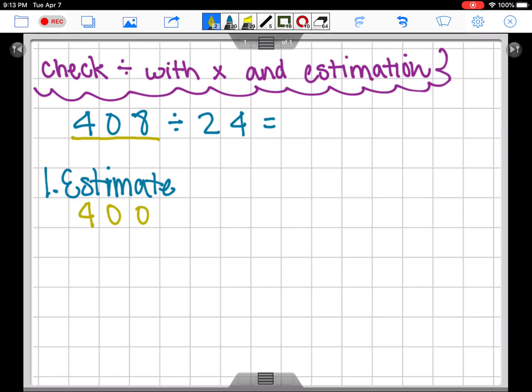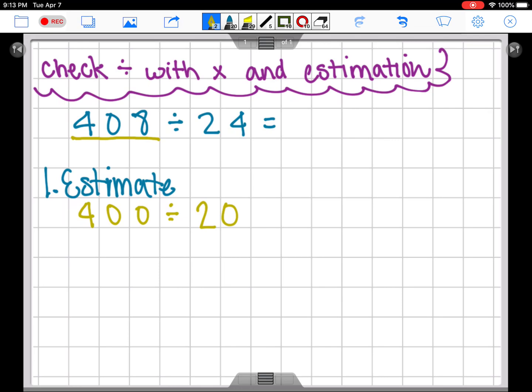So it's just an option. It's how I'll be showing you. But remember, with estimating, it really is your choice and what you think is going to make the problem the easiest for you. Let's go ahead and look at our divisor. Please round your divisor. Alrighty, I'm going to go ahead and round this divisor to 20.